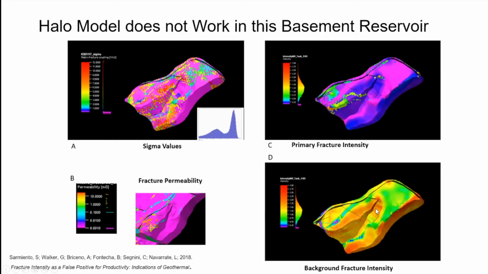And the background fracture intensity is, as background, a little bit more consistent, but it still sustains, and it's not significant compared to the primary fracture production. And the permeability, obviously, we see that it is not uniform along the fault halo. So the fault halo model as such did not work.